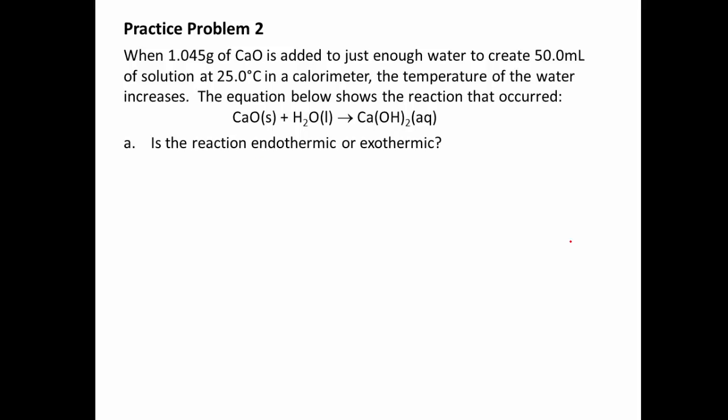So let's try this out with a problem. We have practice problem 2. When 1.045 grams of calcium oxide is added to just enough water to create 50.0 milliliters of solution at 25.0 degrees Celsius in a calorimeter, the temperature of the water increases. Here's the reaction that occurs. So we have calcium oxide added to water to produce calcium hydroxide, and energy is either absorbed or released.